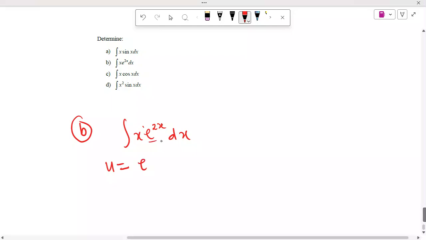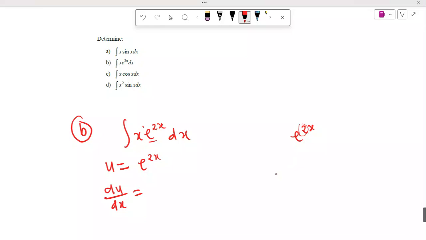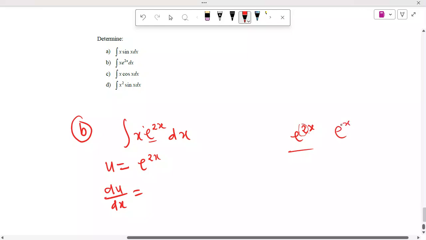Okay, let's pick this part to be u, 2x. So meaning if you differentiate u with respect to x, du/dx is equal to, for e to the power anything, we drop the coefficient. That's how you differentiate this e, because if you say e to the power x, the coefficient is 1, so if you differentiate this, it will be just e to the power x. So here we just get the coefficient, so it will be 2e to the power 2x.